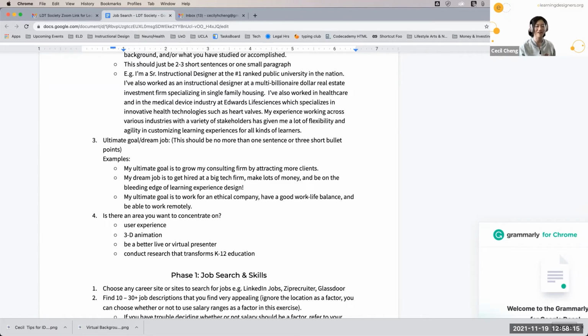And I gave some examples because even in my own cohort, we have all different types of people. I've also met a lot of college professors, so not just K-12 teachers, but college professors who want to move over to instructional design as well. So some examples are, if you want to grow your consulting firm, maybe you want to work for yourself. You want that flexibility. You want to be in control of your future, more power to you. So maybe your biggest goal when you're starting out is going to be attracting those clients, right? Or maybe your goal is to get hired at a big tech firm, right?